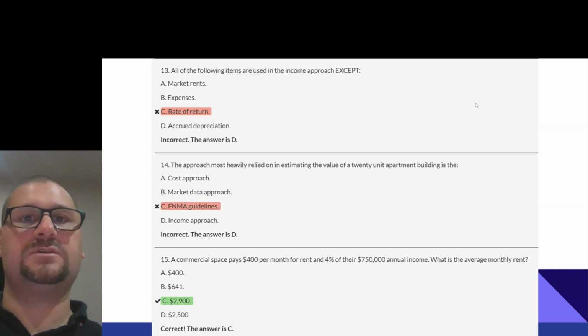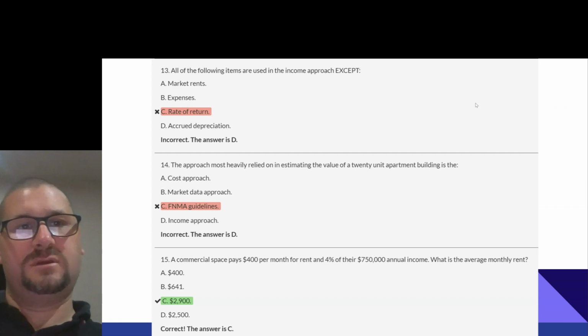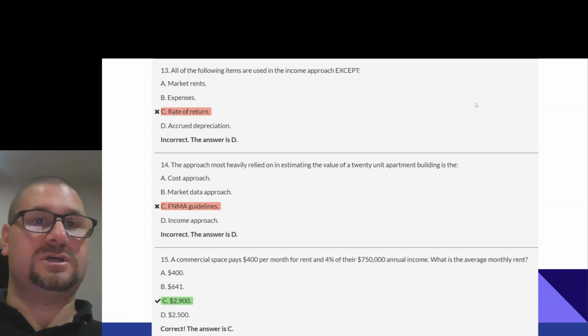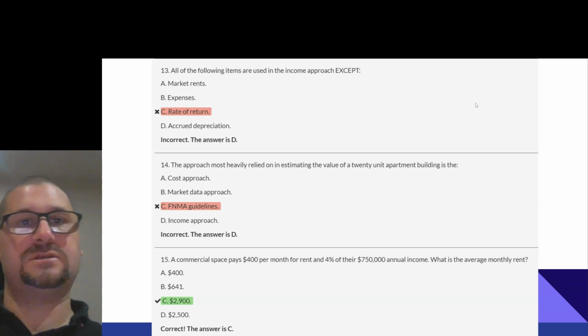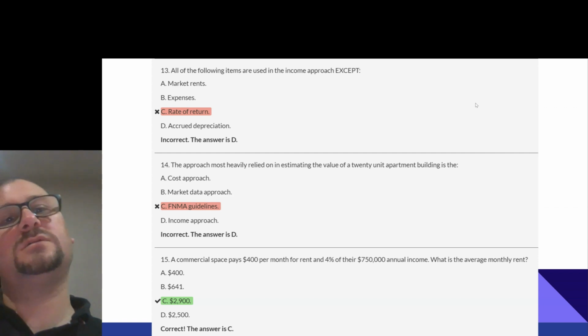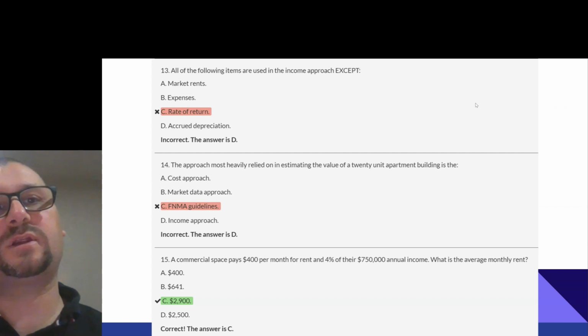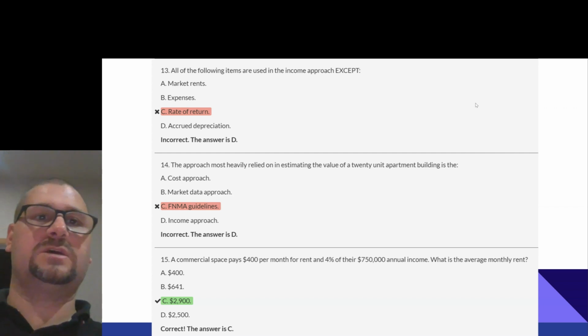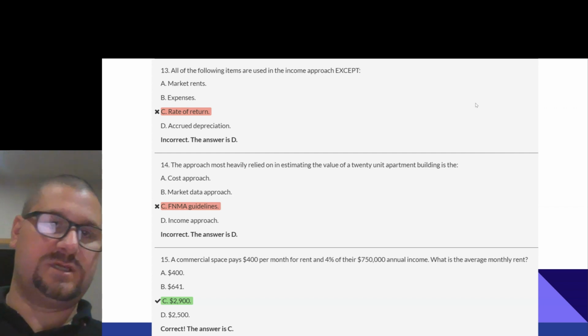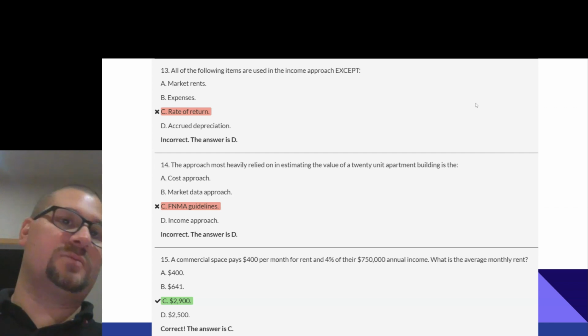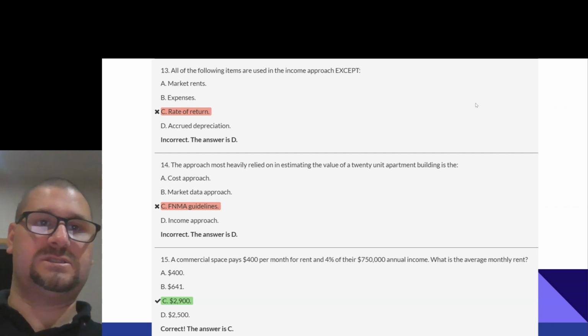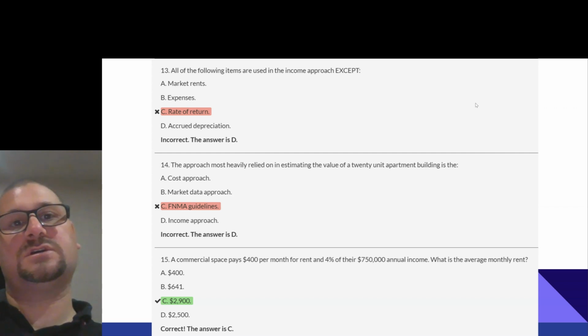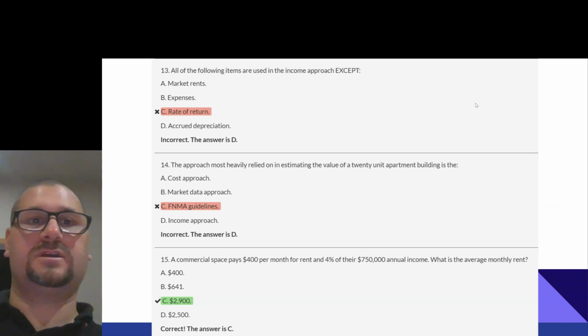All the following items are used in the income approach except what? It is delta, accrued depreciation. So is it market rents? Yes, income approach. Like an office, you use the income approach. Market rents, yes. Expenses, yes. Rate of return, yes. Accrued depreciation does not get taken into account for the income approach.